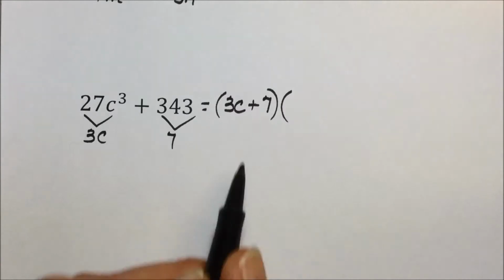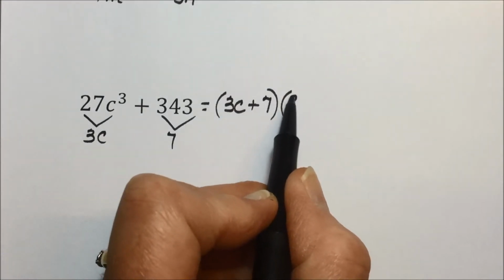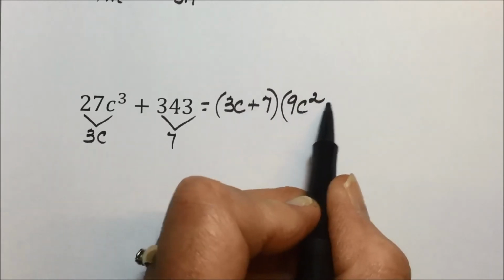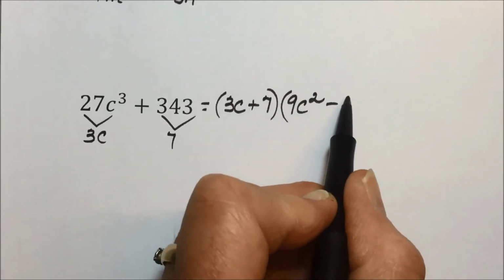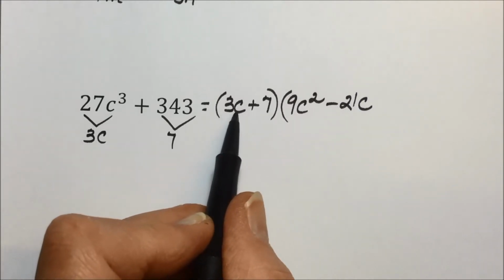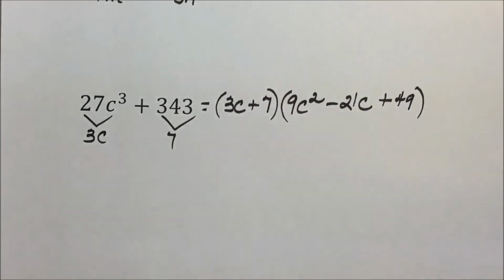The rest of this is the square of the first term. 3c squared is 9c squared. Opposite sign, product of the two, 21c is the result of 7 times 3c, and the square of the last term, which is 49.